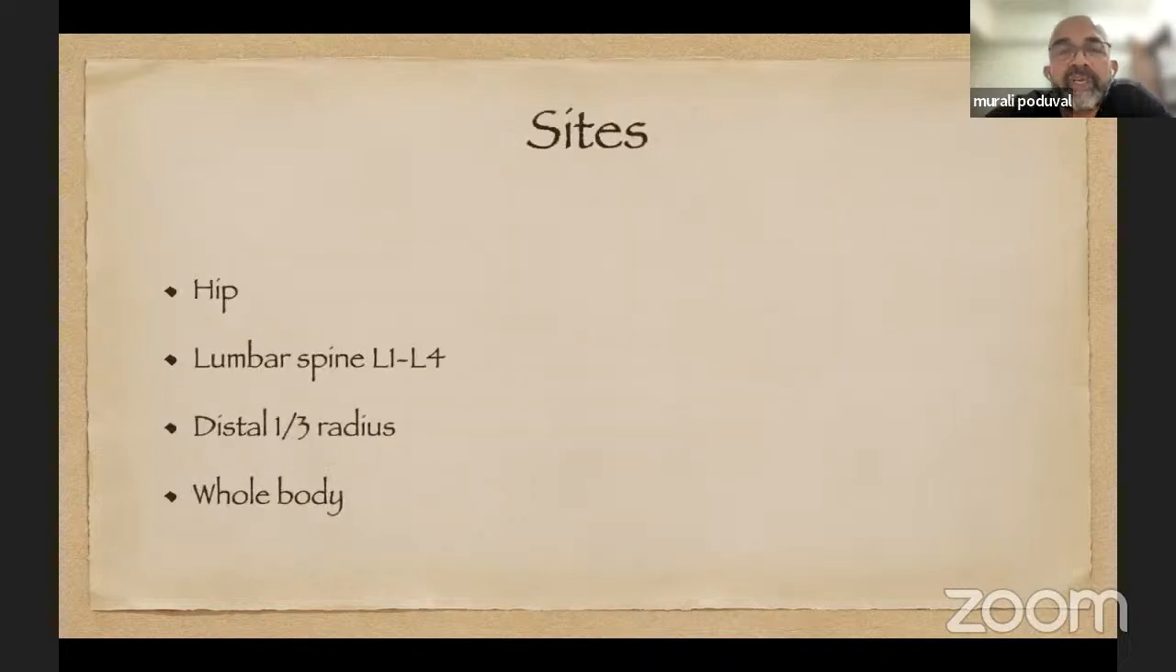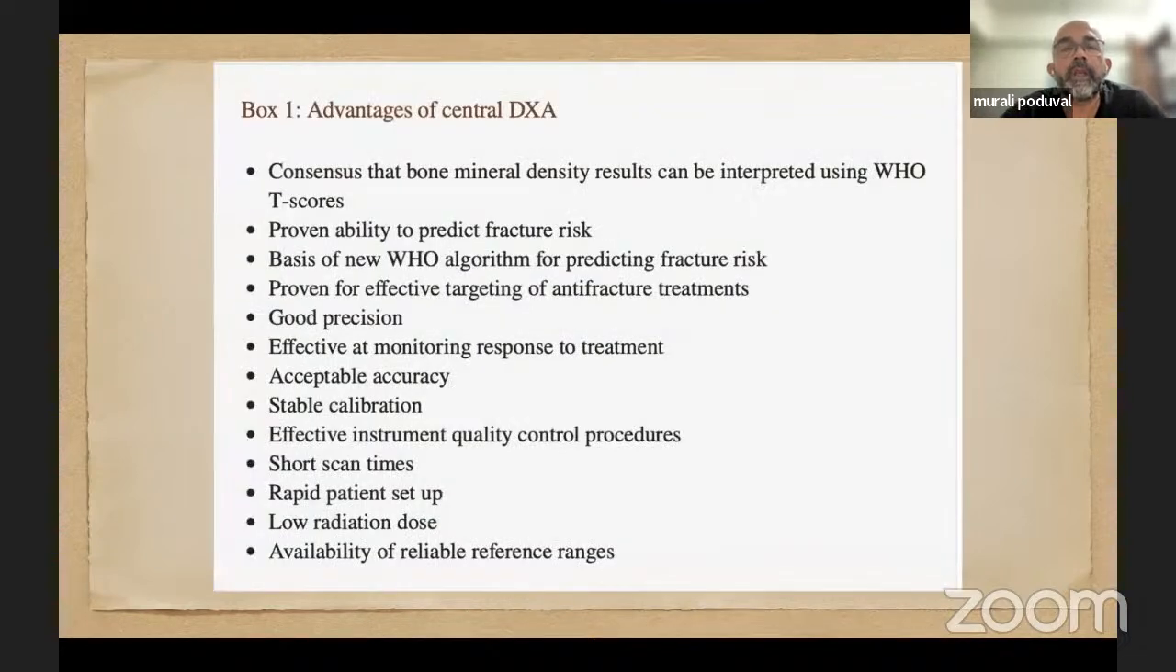And which sites do we normally scan? You scan the hip, the lumbar spine, typically L1 to L4, the distal third of the radius, and sometimes a whole body DEXA scan. But what is most important are the first two, the whole hip and the lumbar spine, L1 to L4. On central DXA, that is the vertebral bodies, L1 to L4, the bone mineral density results can be interpreted using the WHO T-score.